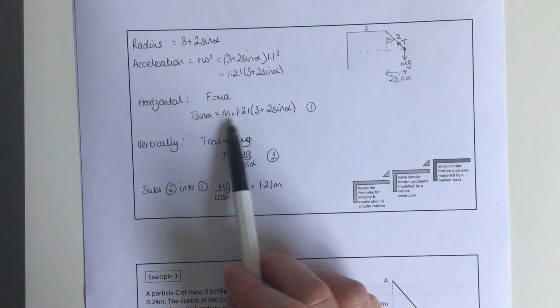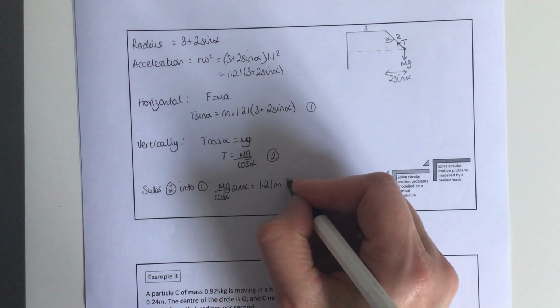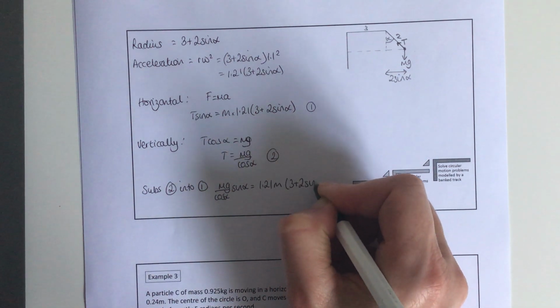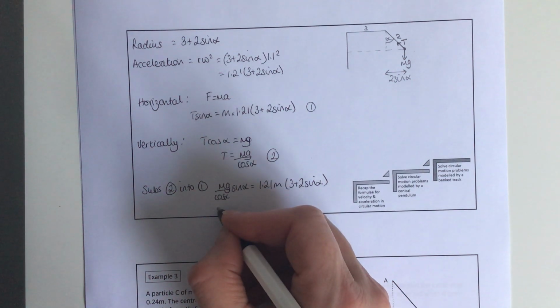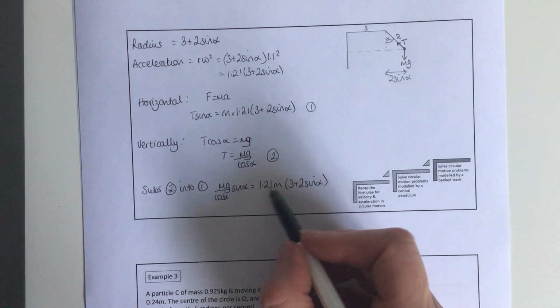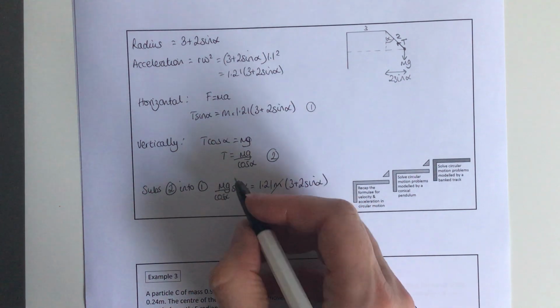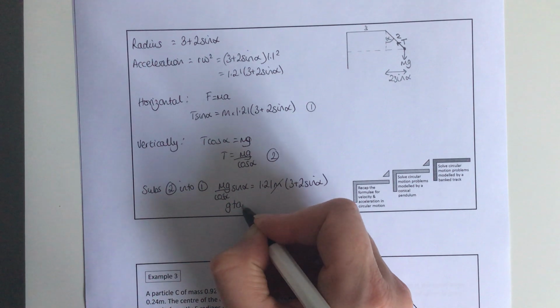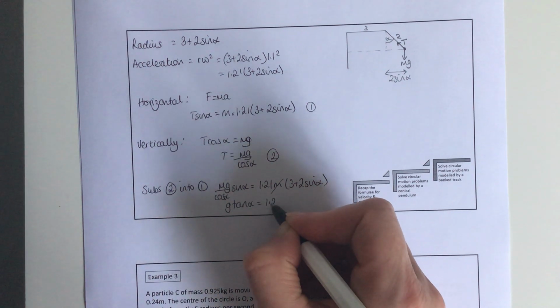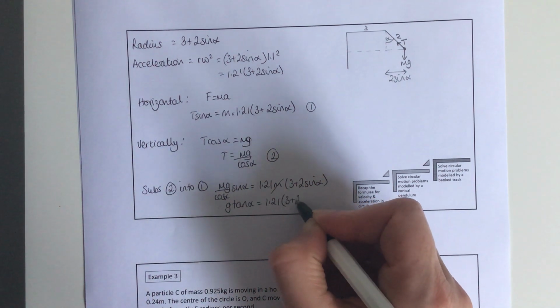Just shorten that there. 3 plus 2 sine alpha. I can see that my sine and my cos here would form a tan, and also I've got an m on both sides, so I can cancel my masses. So I would have g tan alpha is equal to 1.21 times 3 plus 2 sine alpha.